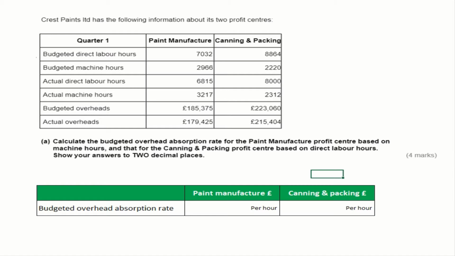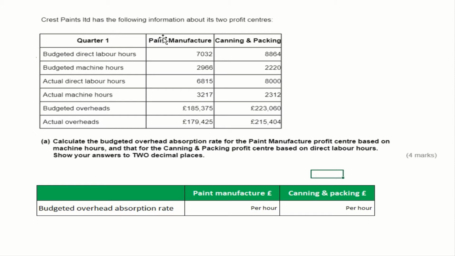Hello, this is my tutorial for assessment 1 task 5, which is all about the overhead absorption rate and whether it's under absorbed or over absorbed. But it starts off with a standard overhead absorption rate. Before we continue, remember that the overhead absorption rate is always done off of budgeted activity and budgeted overheads. That's how you calculate the overhead absorption rate. So let's carry on reading.